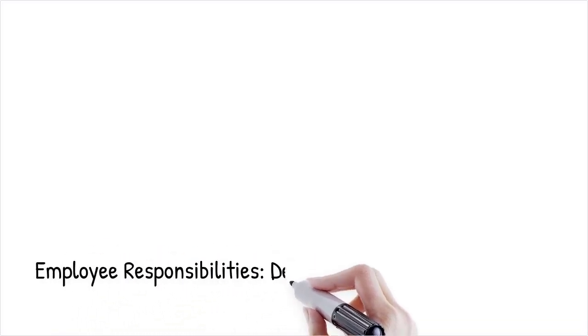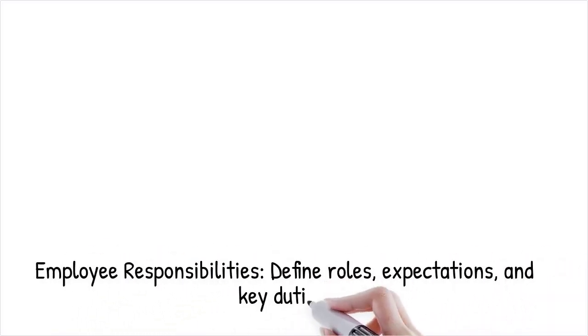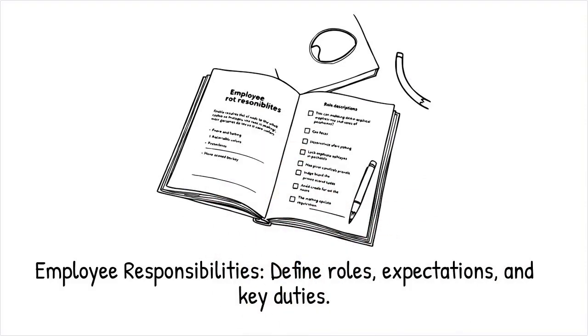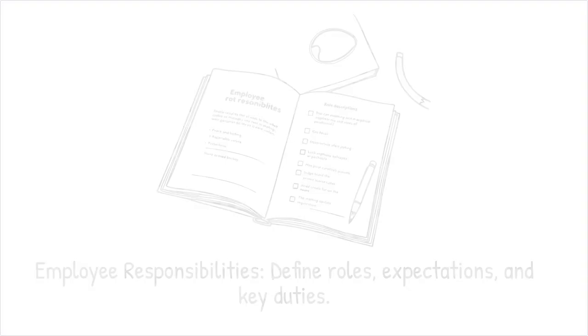The third section covers employee responsibilities. Define roles and expectations to prevent any ambiguity. Each role should have a distinct description, including key duties and who they report to. To ensure clarity, consider adding checklists or bullet points. Encourage employees to refer to this section regularly to stay aligned with company expectations and goals.